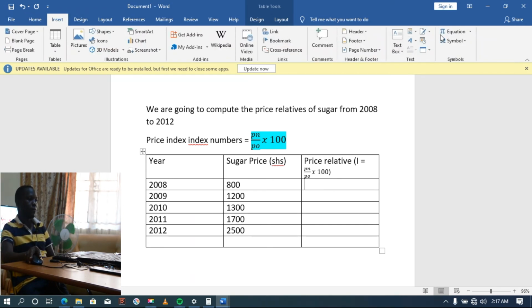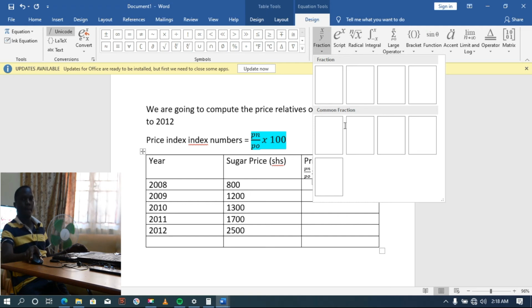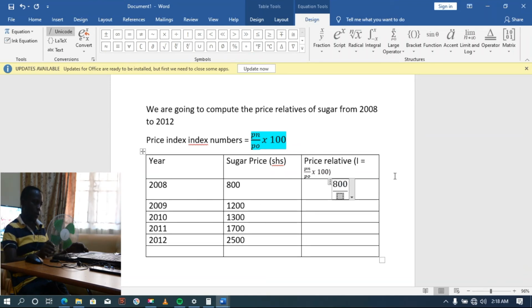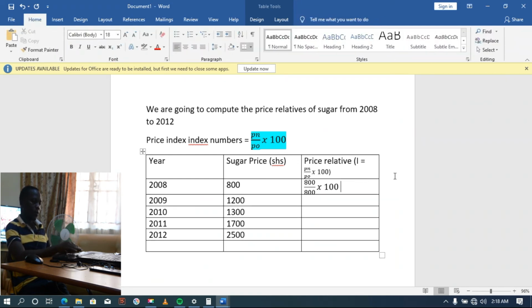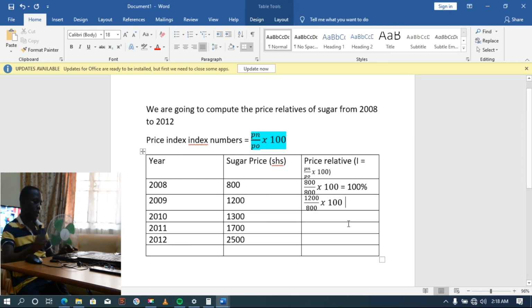So we shall have 800, which is the price in 2008, divided by 800, still the base year, times 100. This will give us 100%. Then we move on to the next year. When we come to 2009, the current year price becomes the price of 2009, and the base year price remains the price of 2008. So we shall have 1200 divided by the base year price, which is 800, times 100. So what do we get?